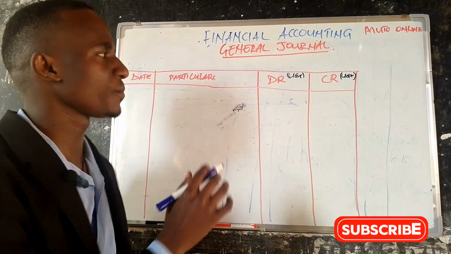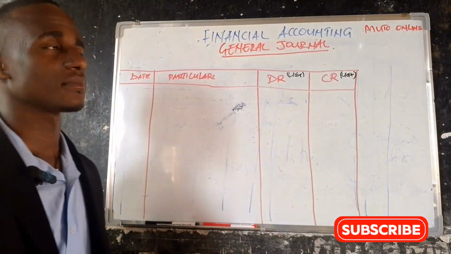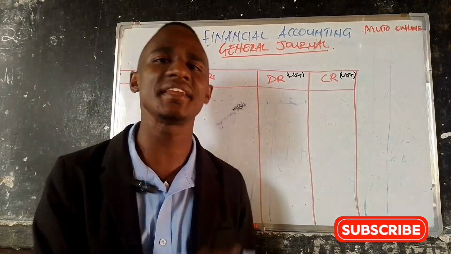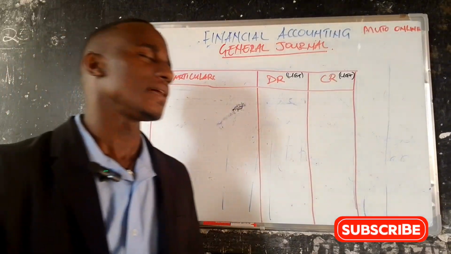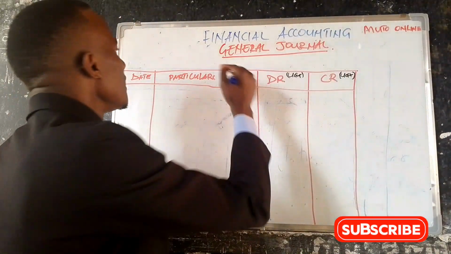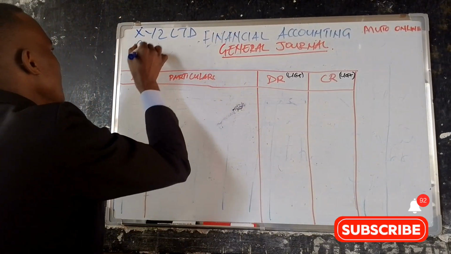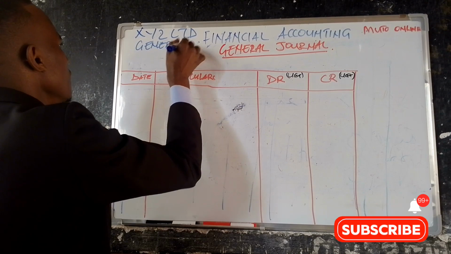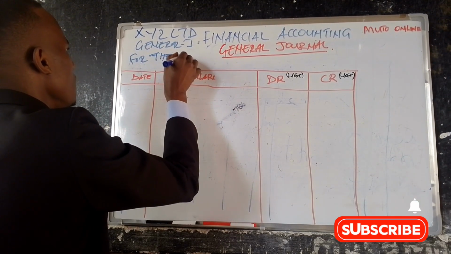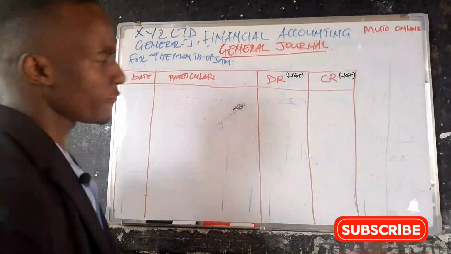We are going to go through each and every transaction. But don't forget that while starting up any financial statement, we should start with a heading. The question states that the business is called XYZ Limited. You write XYZ Limited, General Journal for the month of January. That is a full complete mark.